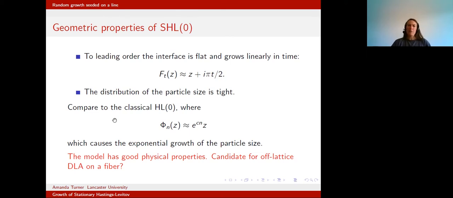And this compares really favorably to the classical HL0 in the disk, where we showed that the map grew exponentially, and that meant that the particle sizes were distorted exponentially. And so that means that this model has good physical properties. And so unlike the classical HL0, this could be a candidate for DLA grown on a fiber.